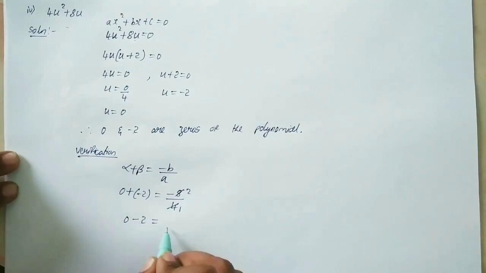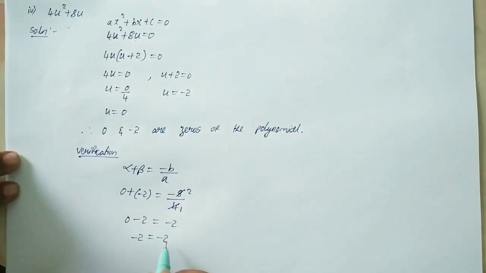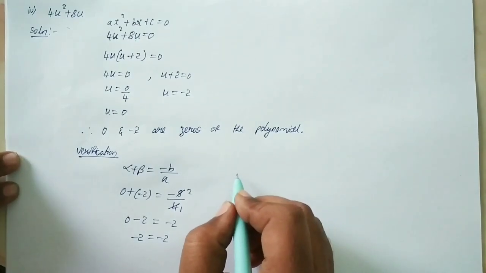So 0 plus minus 2 is equal to minus 8 by 4, that is minus 2. So 0 minus 2 is minus 2, equal to minus 2. Here LHS is equal to RHS. So sum of zeros is verified.